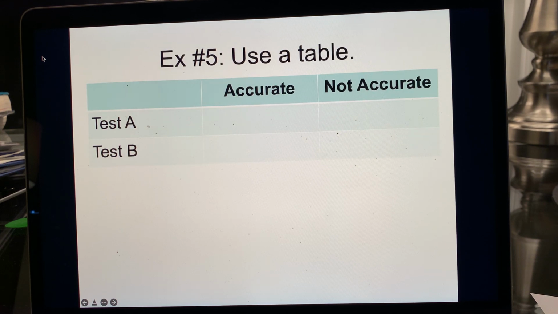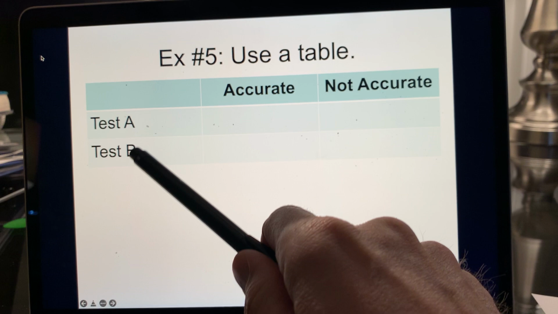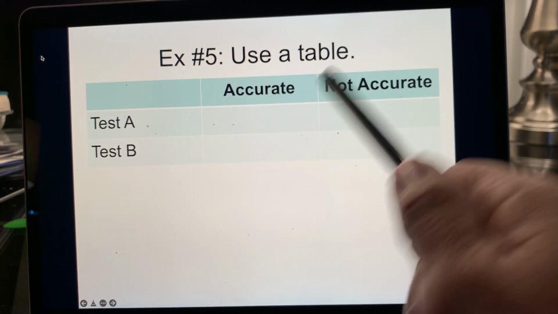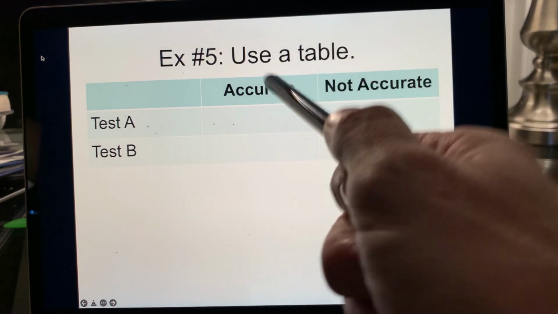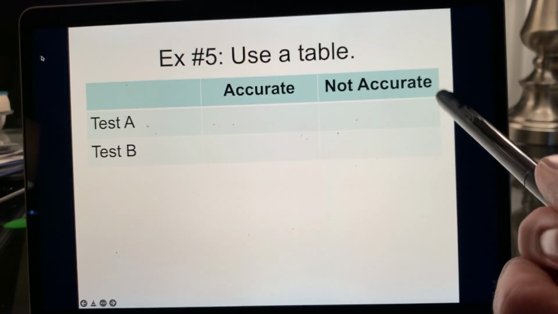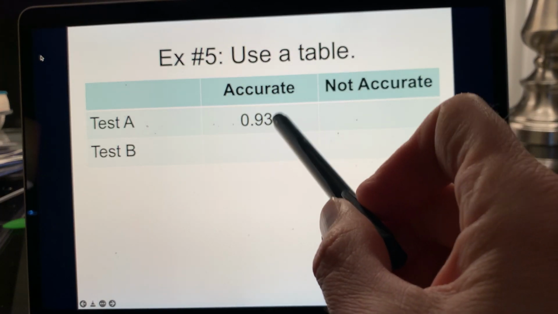Now for question 5, we're going to use a table. At an athletic event, athletes are tested for steroids using 2 different tests. The first test has a 93% probability of giving an accurate result. I'm going to call these test A and test B, with columns for accurate and not accurate. And the question tells us the first one is accurate 93% of the time.